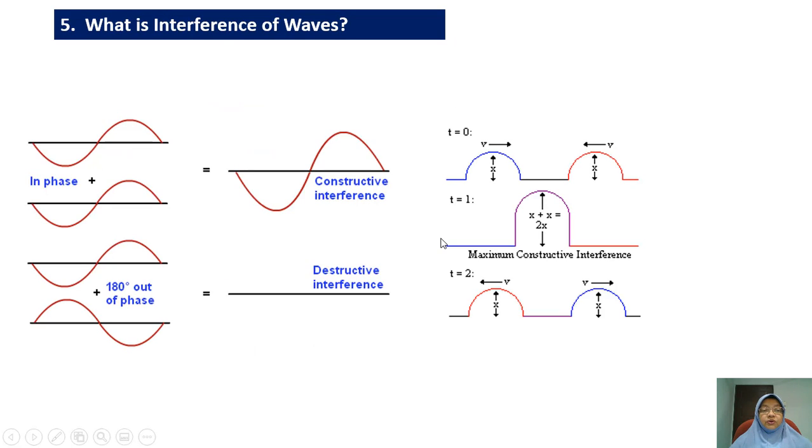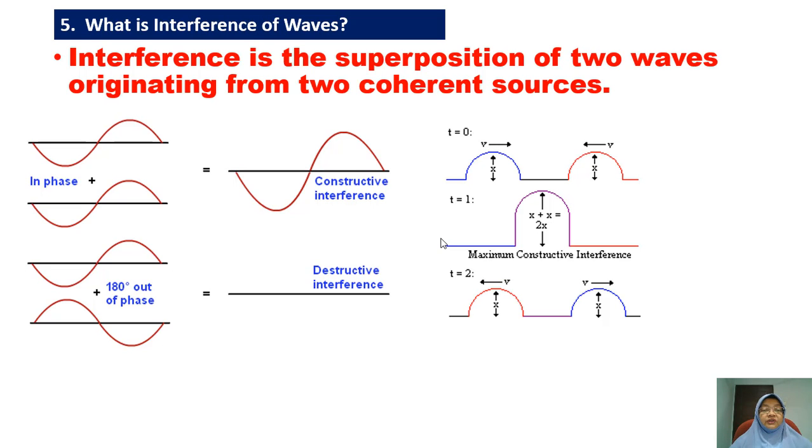Now, this is what we call interference of wave. So what is interference of wave? Interference is the superposition of two waves originating from two coherent sources. After this we'll discuss the meaning of coherent sources.